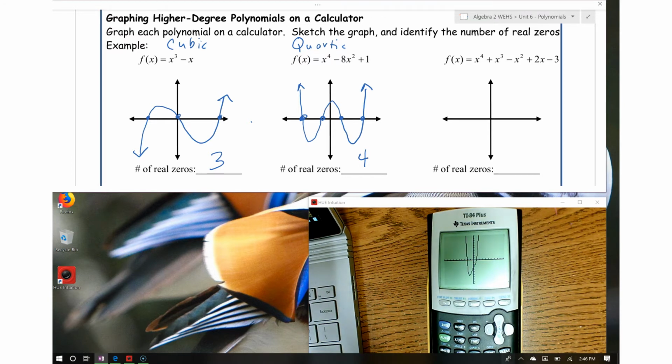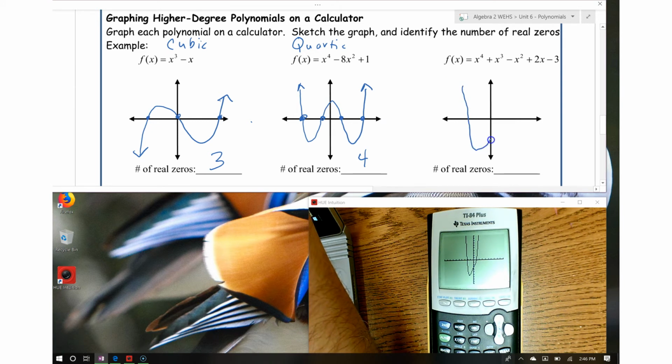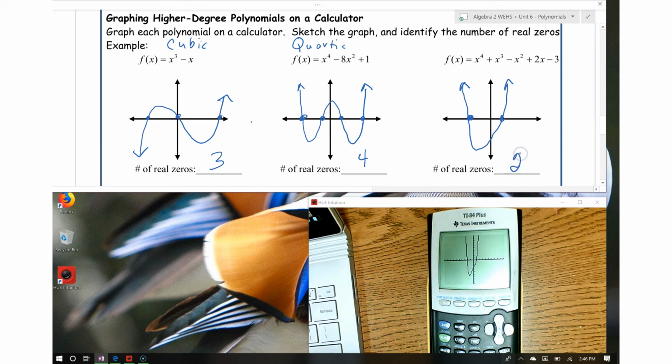So it looks sort of like a quadratic. I'm going to erase this here to make it more accurate. It goes down, kind of curves up like that. And by the way, this is just a sketch. So we have 1, and we have 2. So we have 2 real zeros.